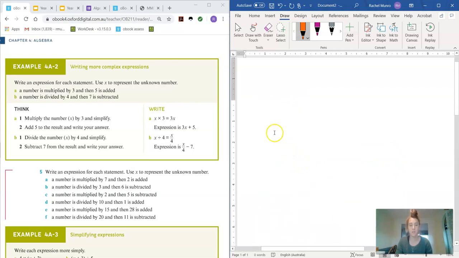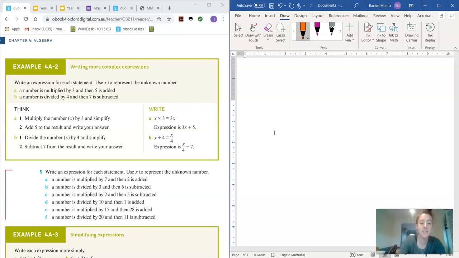Okay, so 5A. Read the question first 3 times. So write the expression for each statement. Use x to represent the unknown number. So we're going to write the expression with x. A number is multiplied by 7, and then 2 is added. So multiplied by 7, and then 2 is added.